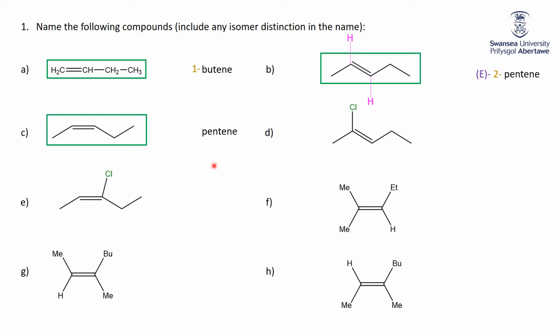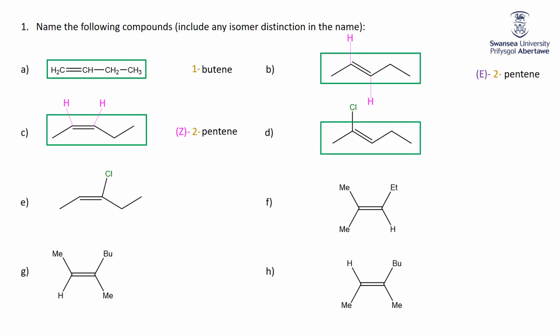Moving to C, 1, 2, 3, 4, 5, so again it is a pentene. Carbon 2 is where the double bond starts, so 2-pentene. Put in the hydrogens just to really emphasize the point, and what we see here is that on carbon 2 the methyl, which beats the hydrogen, is on the bottom. On carbon 3 the ethyl, which beats the hydrogen, is on the bottom. So both of the groups are on the same side, which makes it Z-2-pentene.